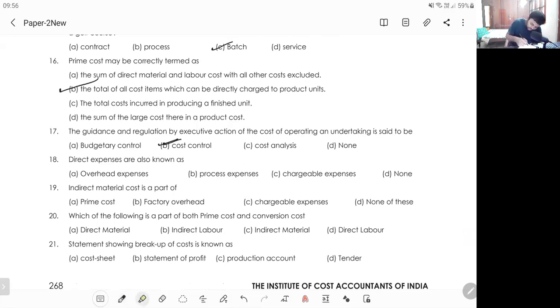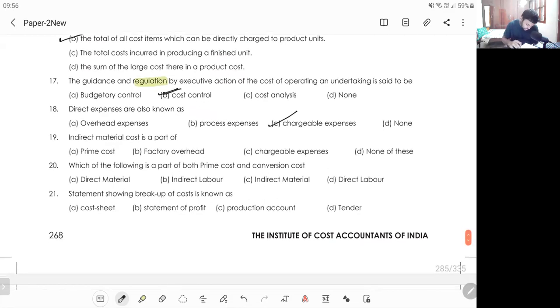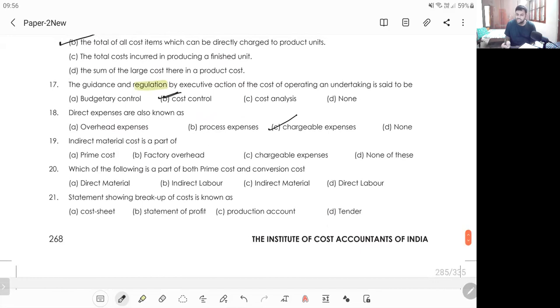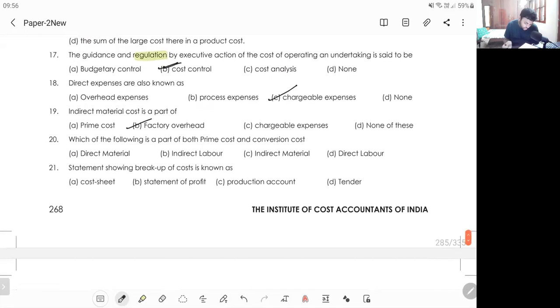The guidance and regulation, you are regulating the cost. So it is cost control. You are reducing the cost, so it is cost reduction. We have already discussed direct expenses is also called chargeable expenses. Next, indirect material, factory overhead. Which of the following is both a part of prime cost and conversion cost? What do you mean by conversion cost? Conversion cost means cost incurred to convert raw material into finished goods.